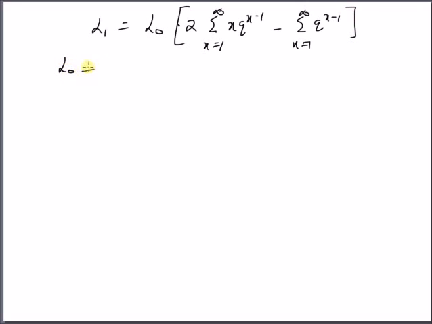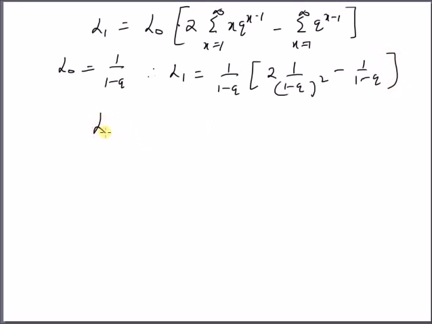But we know that L0 is equal to 1 by 1 minus q. Therefore L1 is equal to 1 by 1 minus q times 2 times, and in a previous video we already established that the sum of this infinite series is nothing but 1 by (1 minus q) whole square, minus 1 by 1 minus q. So finally we have L1 equal to this, and by simple algebraic manipulations we can easily show that this is equal to (1 plus q) by (1 minus q) whole cube.